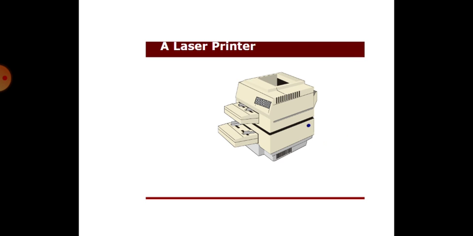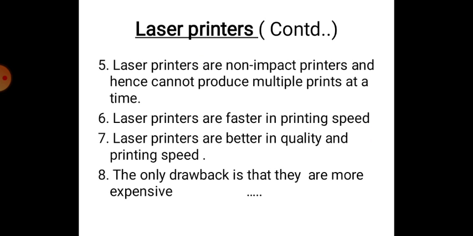A laser printer, you can see here in this figure, you might have seen in many printing shops. At the individual level it is a bit costly, so at the organization level such a printer is available. You can go to any typing shop or Xerox shop and see such a printer. Point number 5. Laser printers are non-impact printers and hence cannot produce multiple prints at a time. Students, these laser printers are classified as non-impact printers. So naturally they will print only a single page at one printing instance.